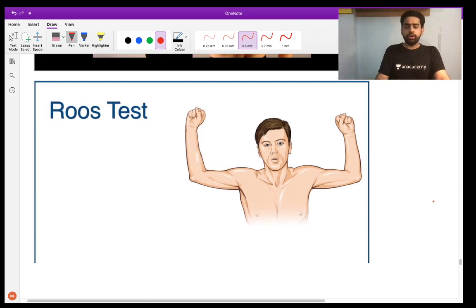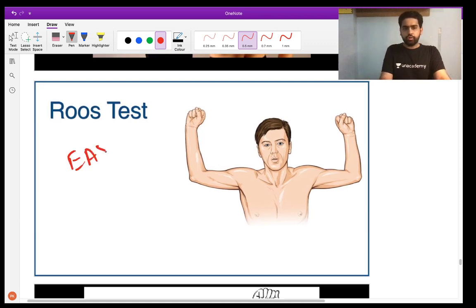Then what was asked to you in the exam was the Ross test. It is also referred to as the East test. This is an extended arm stress test. You ask the patient to elevate the arms and go for opening and closing of the hands. After a period of time, the blood supply to the limbs will not be adequate and the patient will develop fatigue. So this is again a provocative test to diagnose thoracic outlet syndrome.